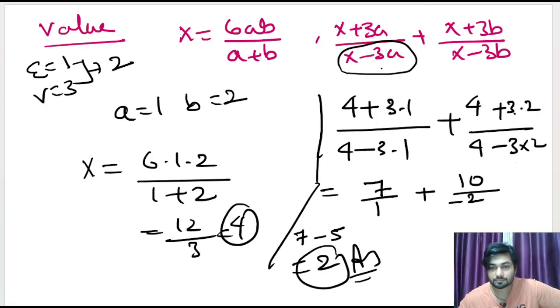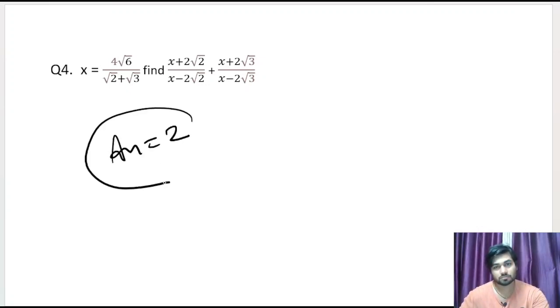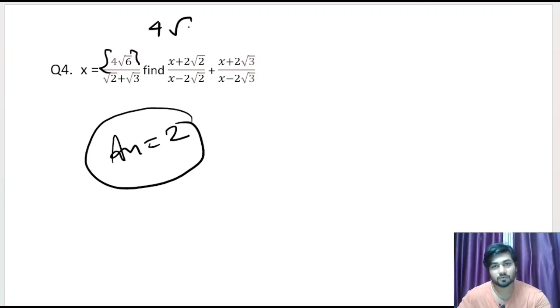Right everybody? Shall we move? Yes, we should. Now the next question is of the same type, and again the answer is 2. Why is it the same type? See, what I need to do is just check the numerator. Here it is 4 root 6. What can we write? What will be the factors of 4 root 6?